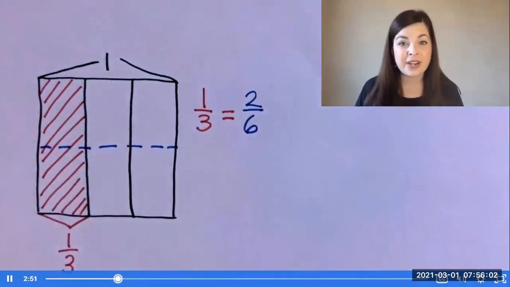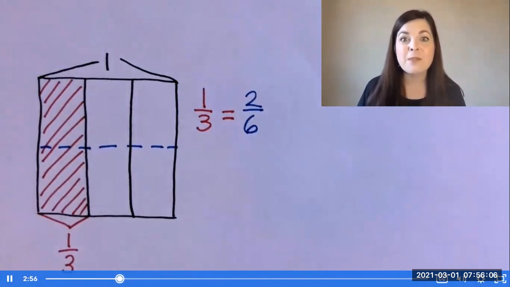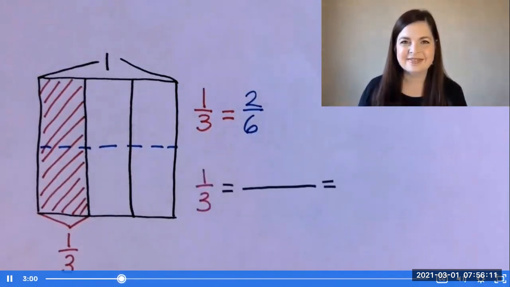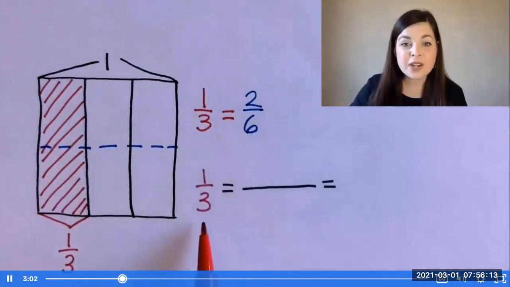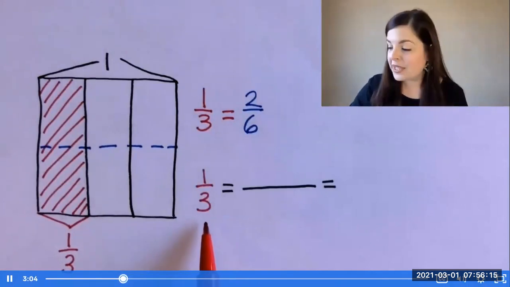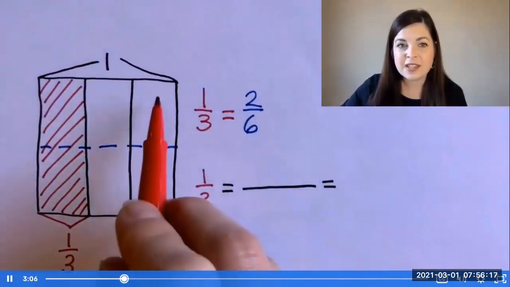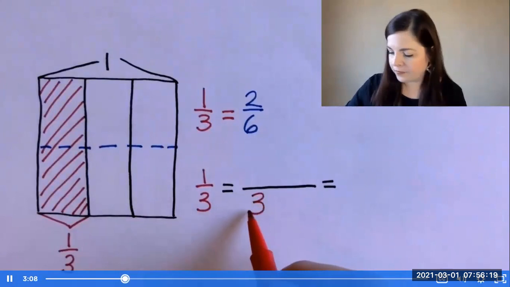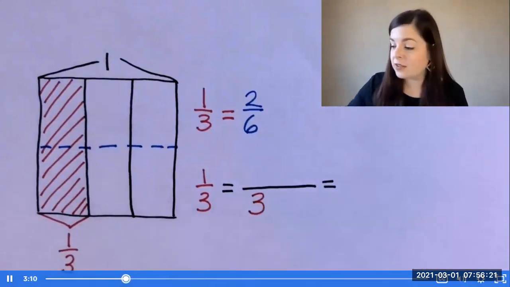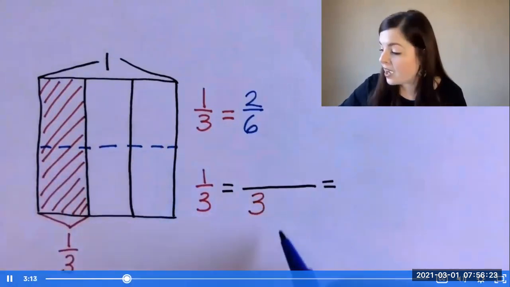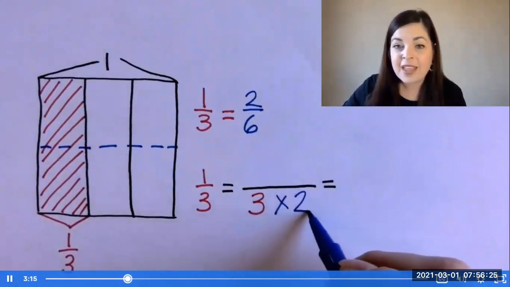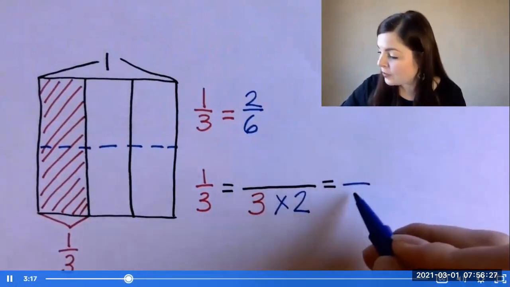Now this is what we already know. Let's see how we can show what happened to the units with multiplication. Okay, we started with 1/3. In the beginning, we had 3 units in the whole. When we drew that horizontal line, we got 2 times as many units in the whole. Now we have 6 units in the whole.